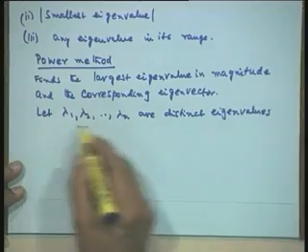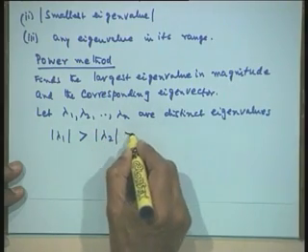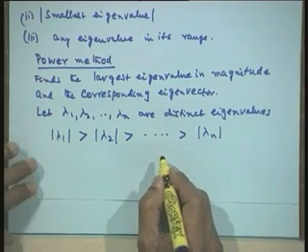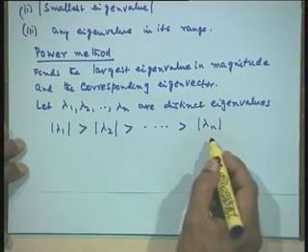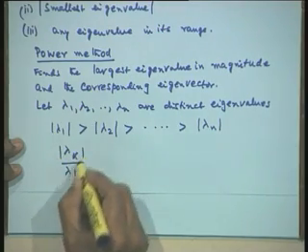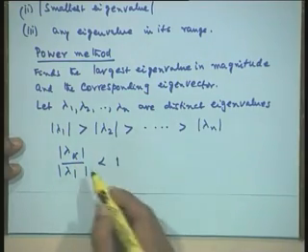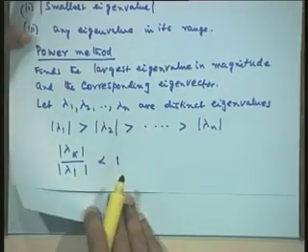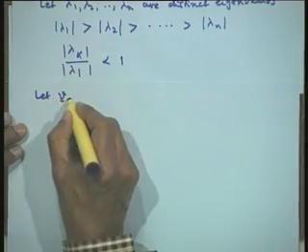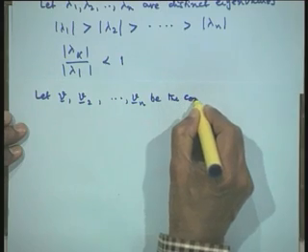Now, since these are distinct eigenvalues, let us order them according to their magnitude. So, let us assume that magnitude of lambda 1 is greater than magnitude of lambda 2, and so on, greater than magnitude of lambda n. What this would really imply is that the magnitude of lambda k by lambda 1 is less than 1. So, these are arranged in order, therefore this is the largest eigenvalue in magnitude, therefore the ratio is going to be less than 1. This we are going to use in our method. Now, we shall say let the corresponding eigenvectors be v 1, v 2, up to v n, with underscores so that we have these as vectors.